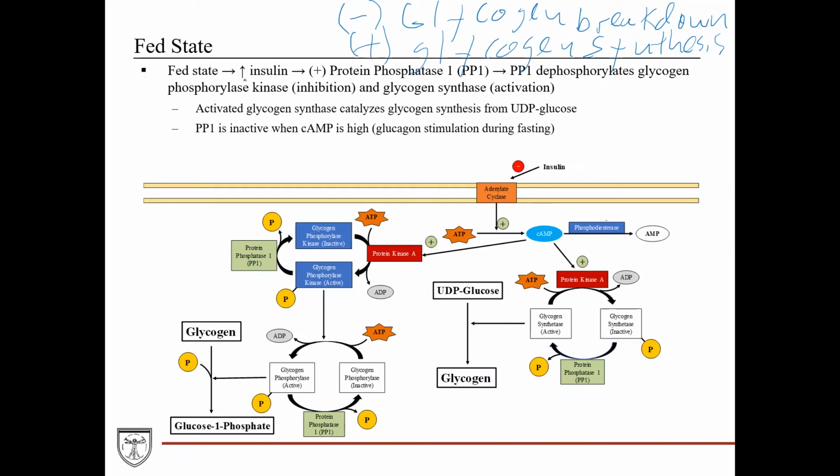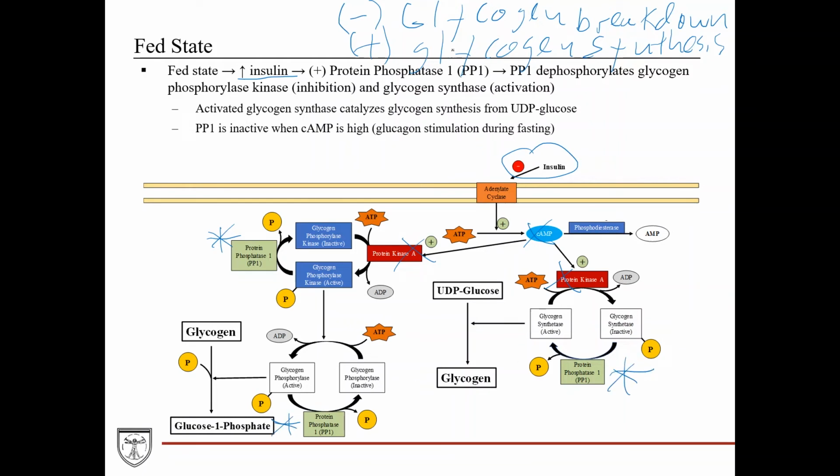So during the fed state, you have increased insulin, as you know. And insulin's going to impact a few different things. So first, insulin's going to block adenylate cyclase. So you have decreased levels of cyclic AMP, decreased activation of protein kinase A. And then on the flip side, it's going to activate an enzyme called protein phosphatase 1, or PP1, which as you can see here, has effects on all three of these major regulation points here.